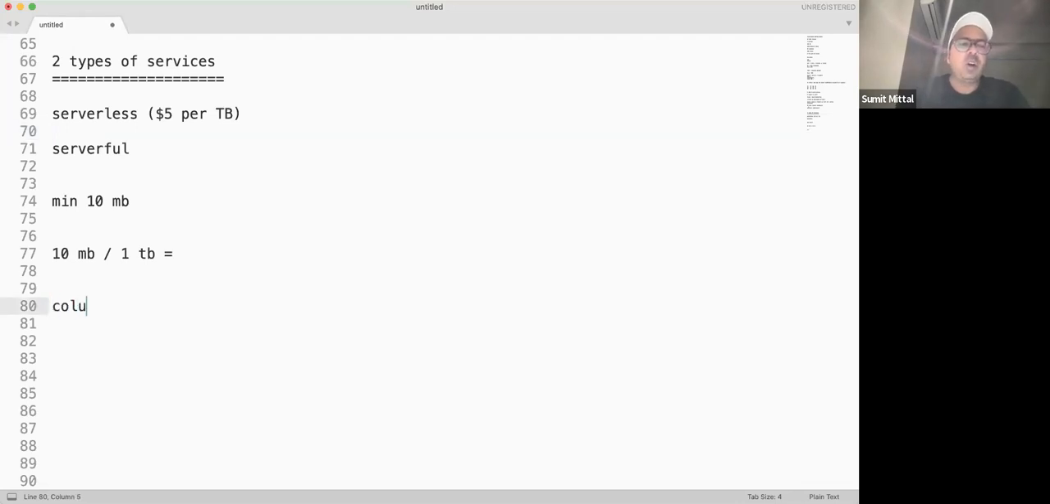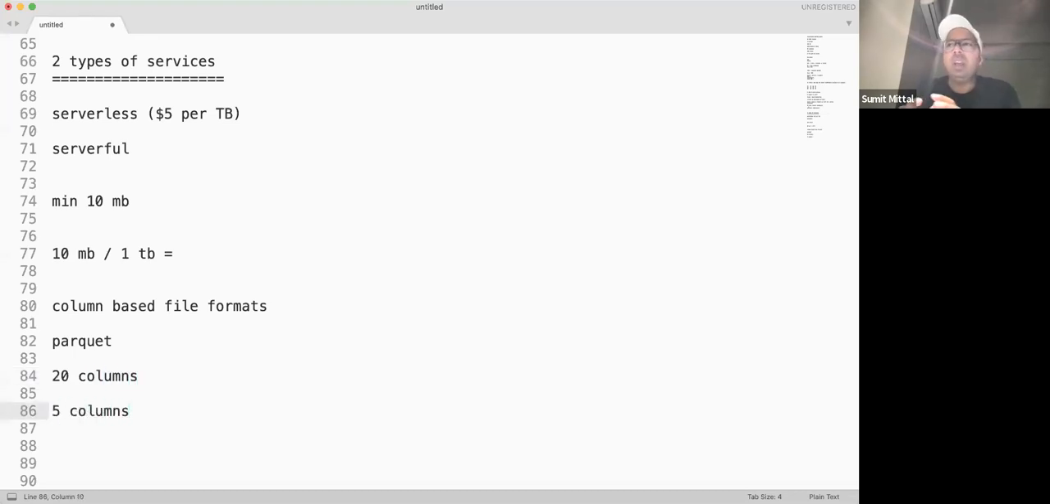Always use column-based file formats, for example, Parquet, ORC, these kinds of things. Let's say Parquet. If there are 20 columns and you have to deal with 5 columns, you ignore the remaining 15 and you just concentrate on 5. Considering all columns are of the same width, you are eliminating 75% of the data, which you are not even touching from the disk. You're not scanning that data altogether. That's the advantage of column-based file format.